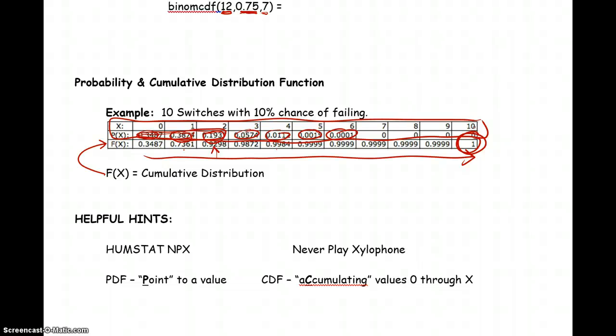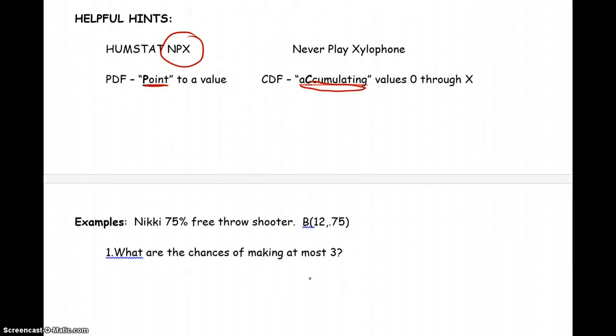So here's the goofy little weird thing I told you the book wanted me to tell you. They wanted me to make you remember this: PDF, CDF, or they said never play xylophone, if that helps you. PDF points to a value, CDF accumulates to that value. And then I have a few examples and then I am done. So hopefully this video is very short.